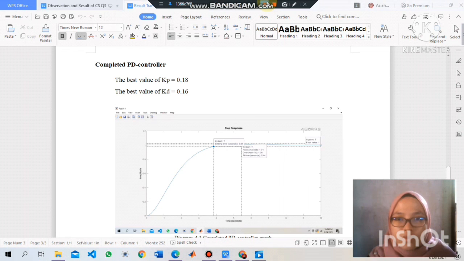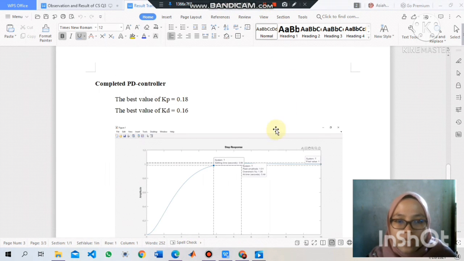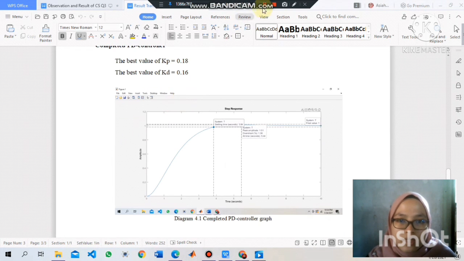For this transfer function, we only implemented the proportional and derivative controller in the system because with these two controllers, the system is already stable, so we don't need to add the integral controller. So the best value of KP that we have chosen is 0.18 and the best value of KD is 0.16.